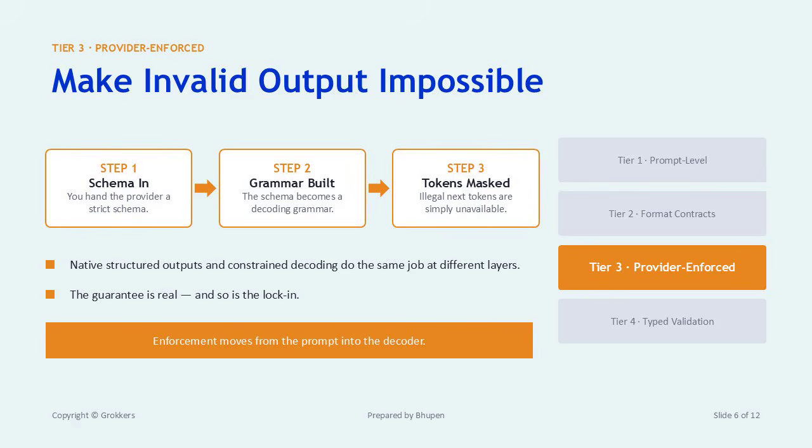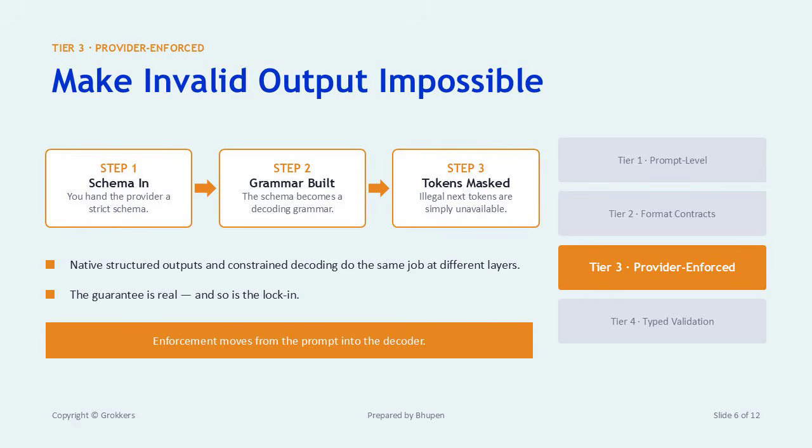Second, that schema gets compiled into a decoding grammar, essentially a set of rules about which tokens are legal at each position given everything generated so far. Third, and this is the crucial move, at every generation step, the illegal tokens are masked out of the distribution entirely. The model isn't being asked to behave. It structurally cannot emit a closing brace in the wrong place or a string where an integer belongs, because those tokens aren't on the menu. Native structured outputs from the major providers and open constrained or grammar-based generation are 2 flavors of this same idea, just implemented at different layers of the stack.